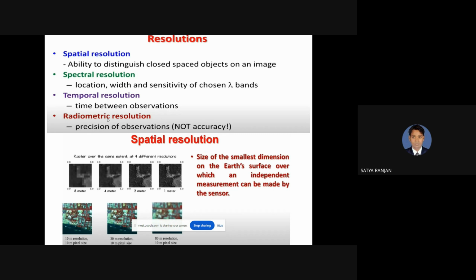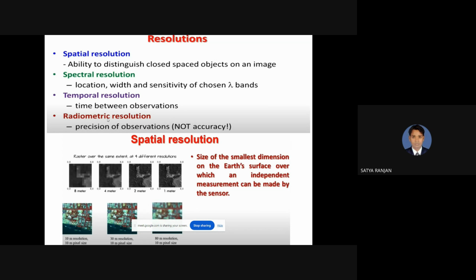Then temporal resolution. Temporal resolution is related to time. So it is the time between observations. From the first observation to the second observation, how much time is taken. Suppose one satellite covers the same area after 24 hours, then the temporal resolution is 24 hours. Then radiometric resolution, discussed previously: 8-bit images means 256 different colors from 0 to 255. That is the radiometric resolution.